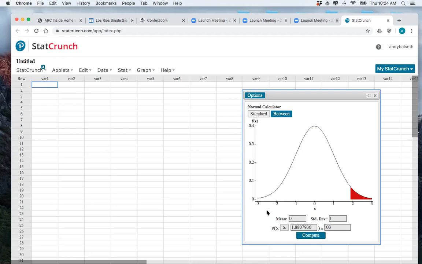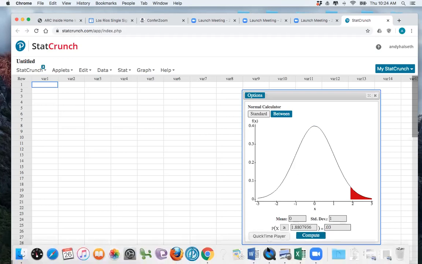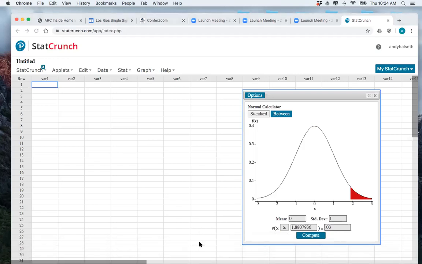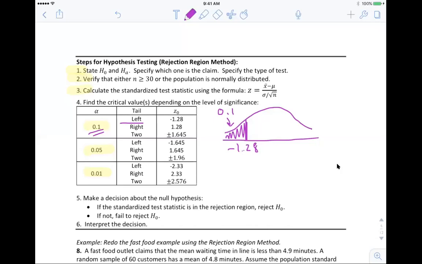Okay, so let's go do some hypothesis testing. I'm going to go back to the handout. And we're going to do some problems that we've already done, but just with this new method. Okay, so basically what you're doing is finding that critical value, and then to make your decision, you're going to compare the critical value to that z-score that you found in step 3.